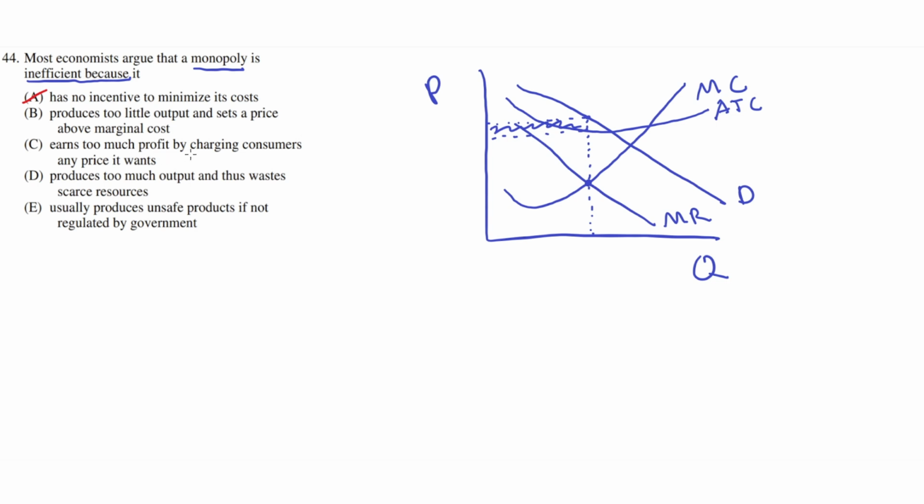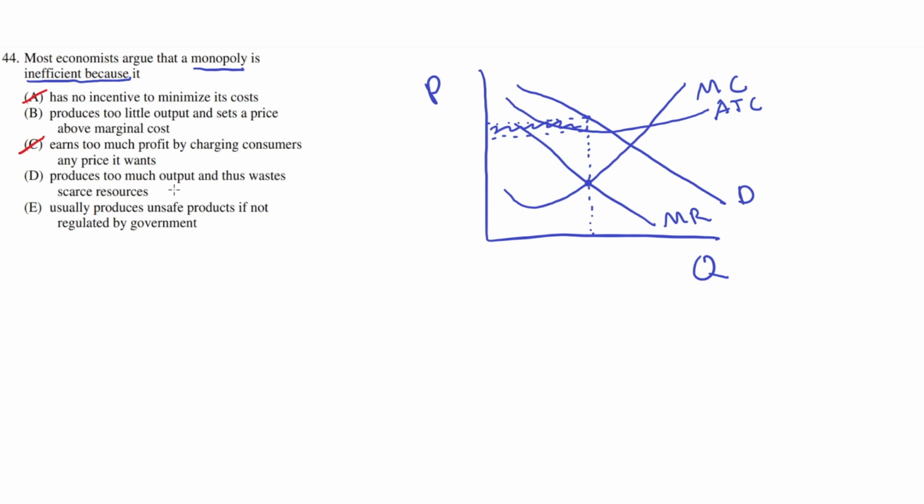C. Earns too much profit by charging consumers any price it wants. This is incorrect because the monopoly cannot charge the consumers any price it wants, because if they were to charge a price up here, fewer people would be willing to buy it. So they have to consider what the consumers are willing and able to pay. So this isn't the reason why monopolies are inefficient.